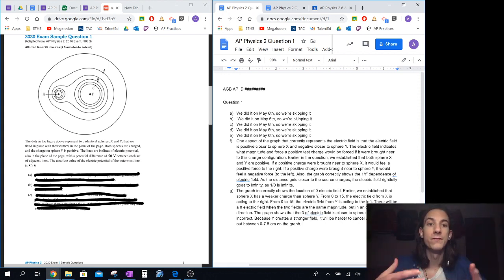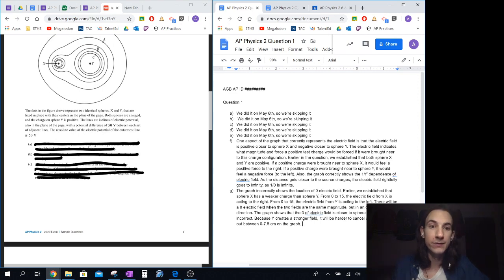We just stopped drawing in the field lines. I think this one stopped at around 100 volts, and we're pretty close to X. But here we stop at 100 volts, and we're nowhere near Y. We still have 120, 130, 140, 160. We just stopped drawing in the equipotentials. So Y has a greater charge than X, and that's what we need to know for these questions.